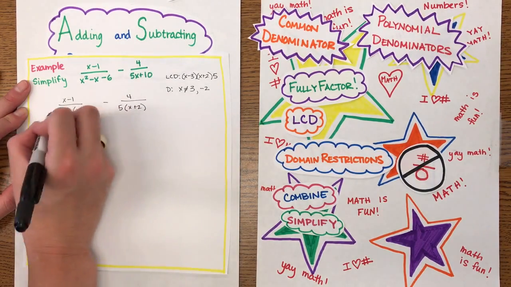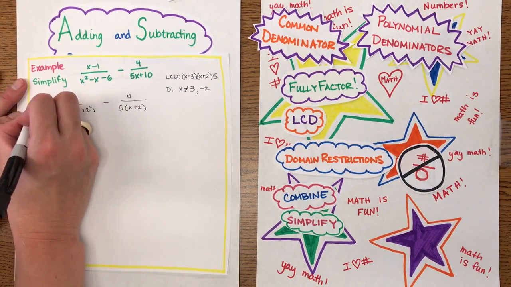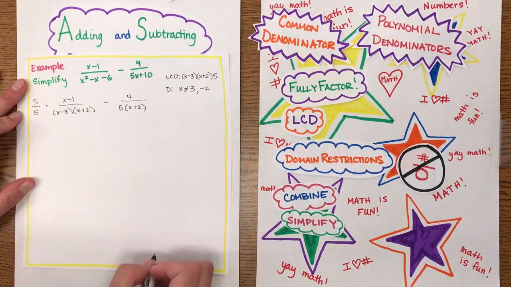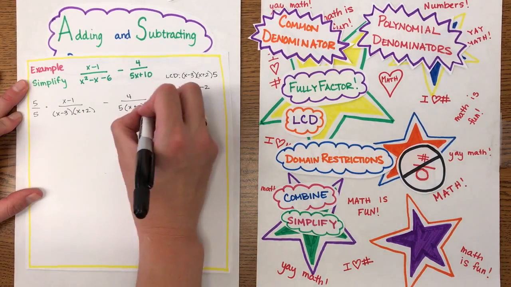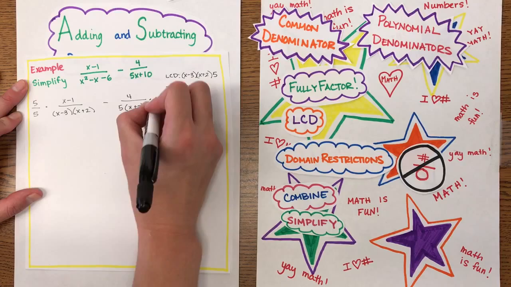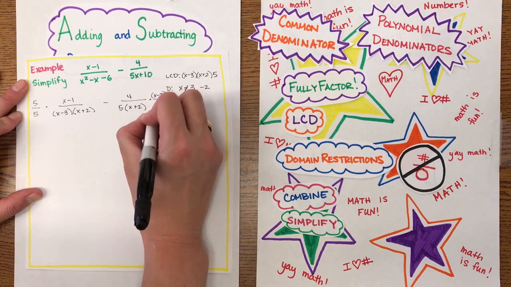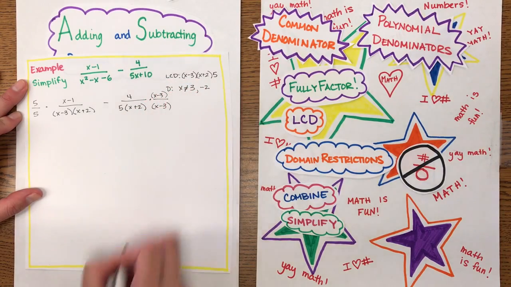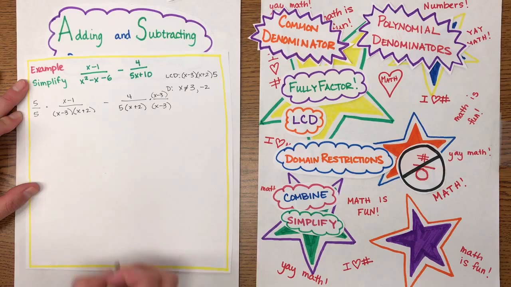All right, what's the only factor missing in this denominator? It is 5. So I will multiply by 5 over 5. The only thing missing in this denominator is x minus 3. So I will multiply by x minus 3 over x minus 3.